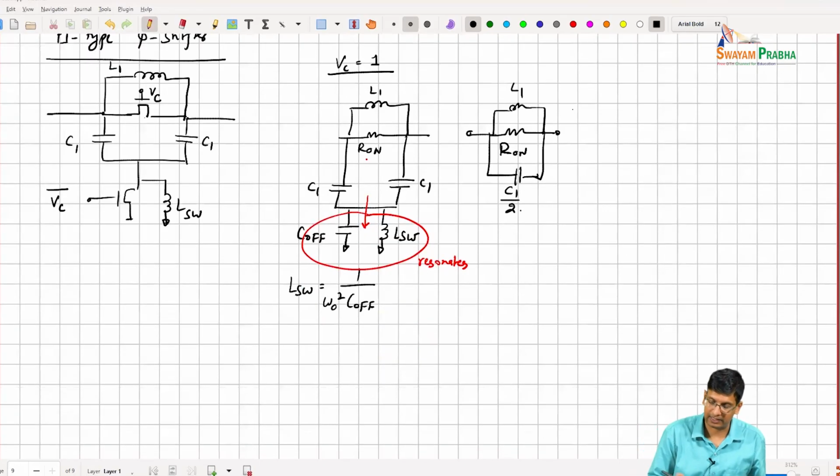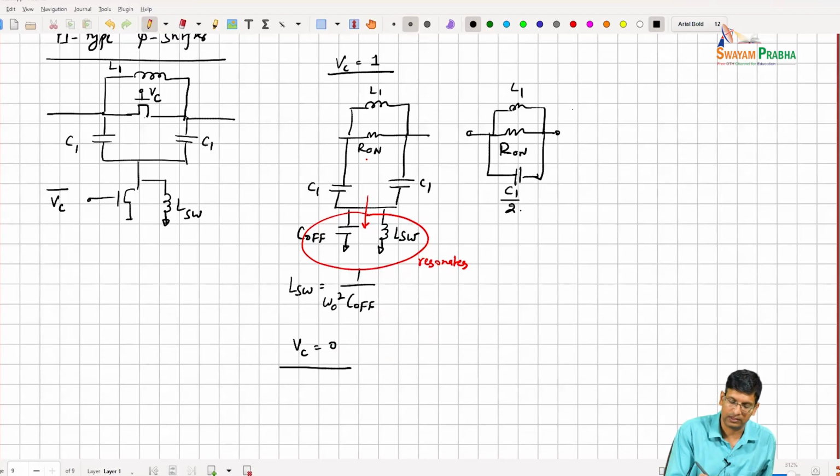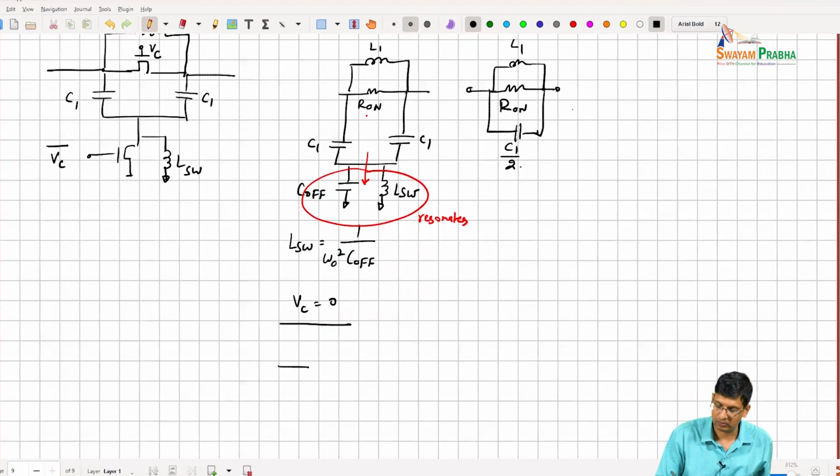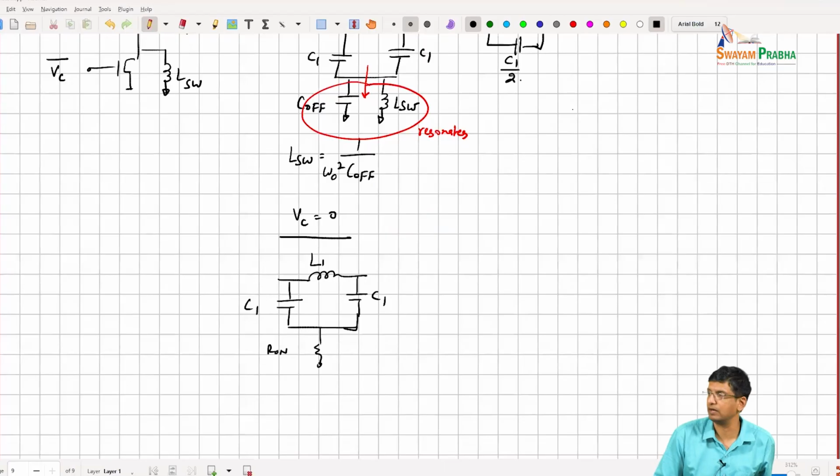And then in the case where you have Vc equal to 0, right? So this switch is on. So at that point, you have L1, you have C1, you have C1, and then this switch is on, right? So this is an R on, and the inductor is in parallel with it, but we can ignore it because its impedance is going to be higher than the switch.